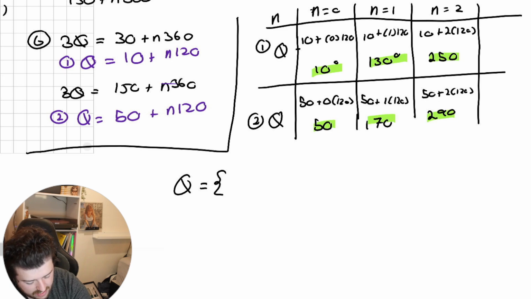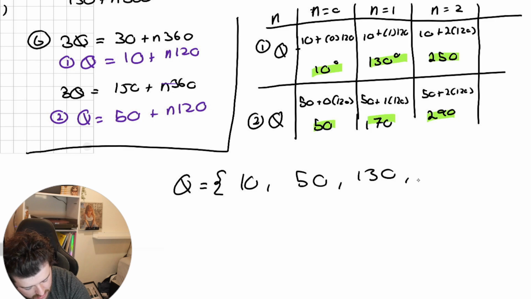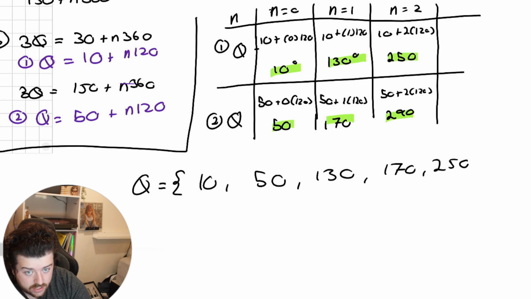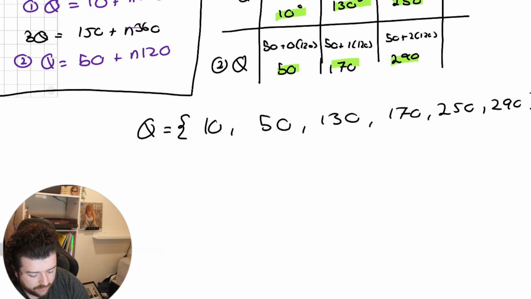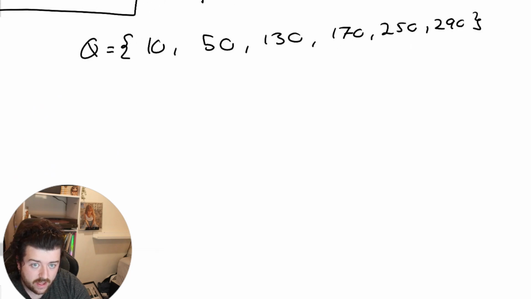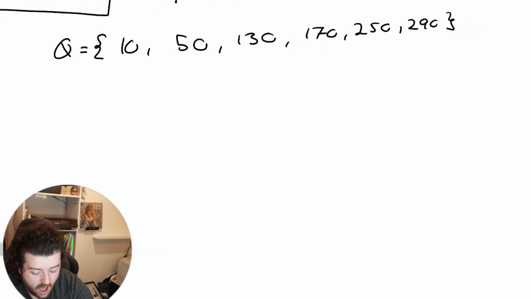Right, so let me just write these out. So I have 10, 50, 130, 170, 250, and 290. Right. And then the final thing, I have all my possible angles here. I need to convert to radians. And how do I convert to radians? I multiply all of these by, so I'm converting degrees to radians.